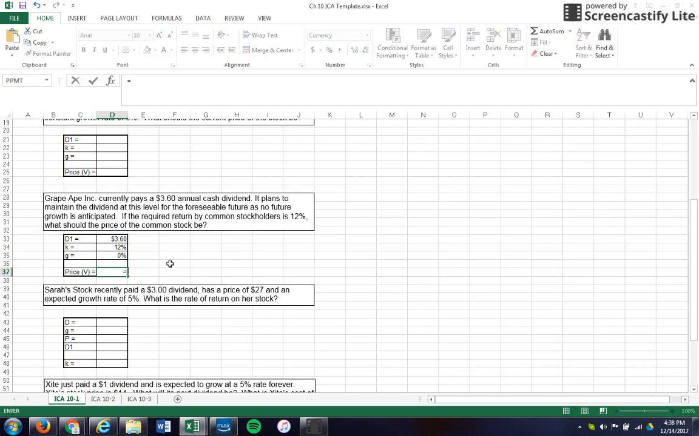Now we can calculate my expected price. I'm going to highlight that cell because that's what we're looking to find. So we have our dividend, 3.60, divided by my required rate of return, 12%, minus my growth rate of 0. And we have expected price on Grape Ape is about $30 that we see.